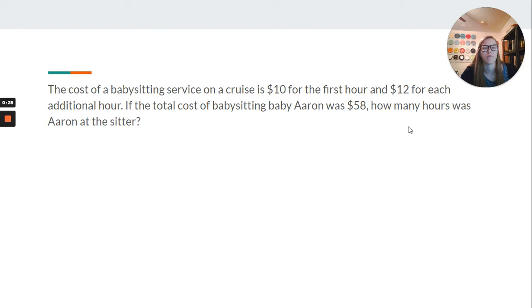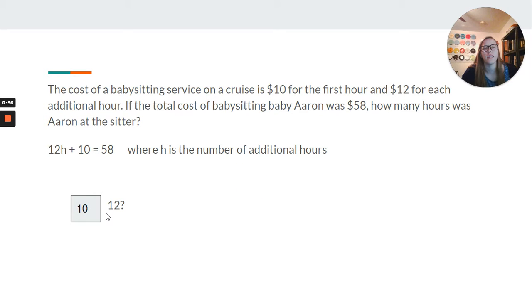So let's get started. The cost of a babysitting service on a cruise is $10 for the first hour and $12 for each additional hour. If the total cost of babysitting baby Aaron was $58, how many hours was Aaron at the sitter? So first we're going to write the algebraic equation. So 12h, where h is additional hours, excuse me, plus 10, because that's how much the first hour is, equals 58. Now let's look at a tape diagram.